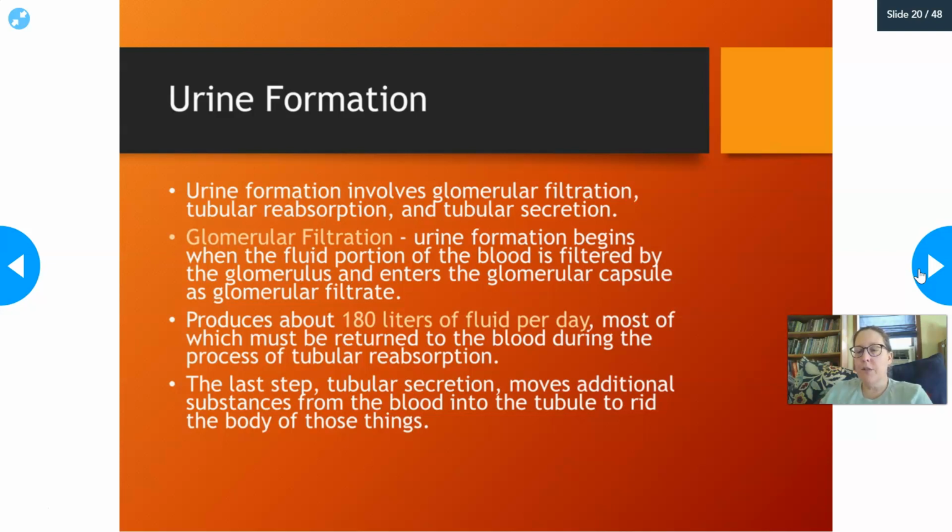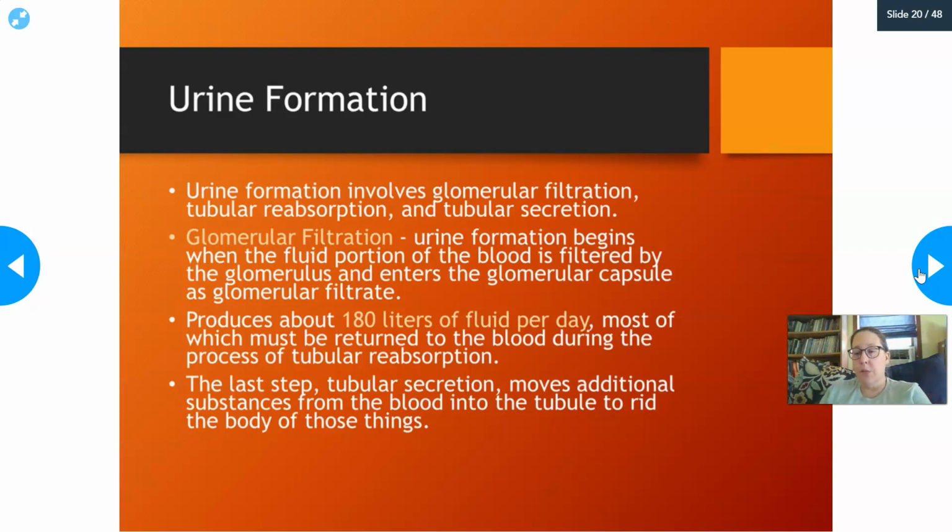And if you will, it's a filtrate of the plasma portion of the blood, because the cells, like red cells and white cells, stay behind in the blood, and then really large proteins stay behind in the blood. This produces about 180 liters of fluid per day. Now, just so you can wrap your mind around that, just imagine your 2-liter bottles of soda, right? 90 of those. Okay, so like a big old shelf full.